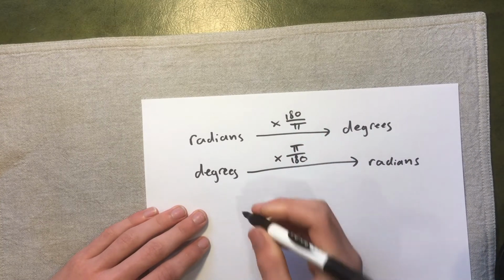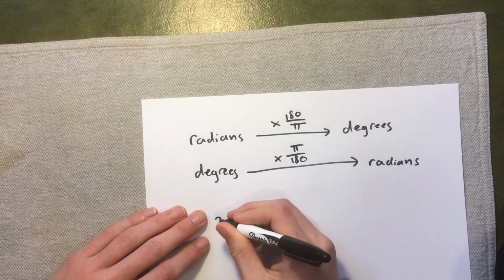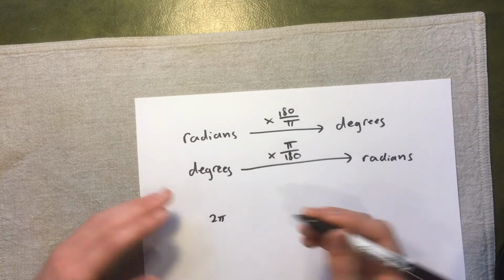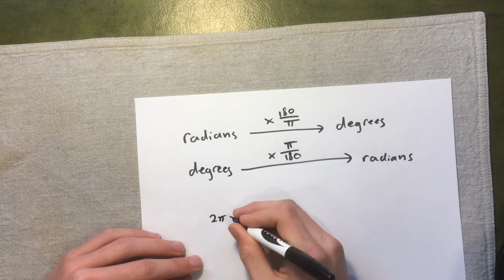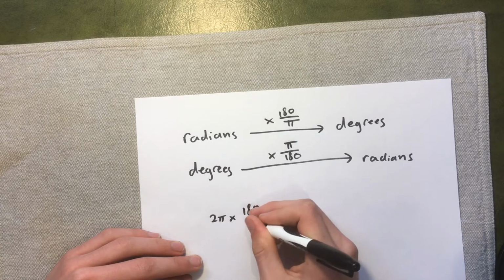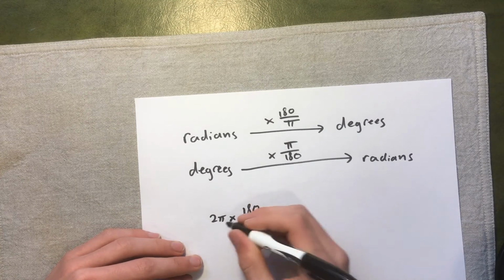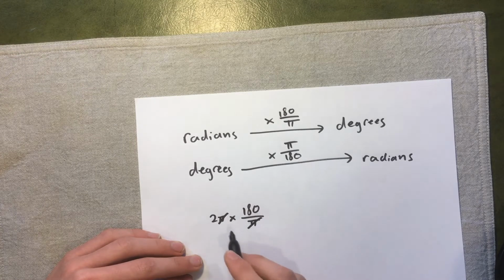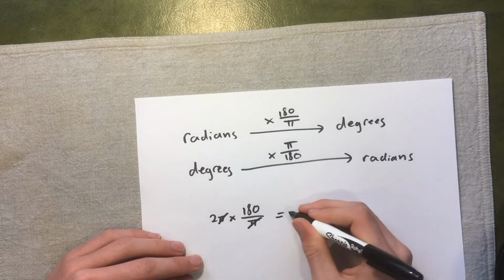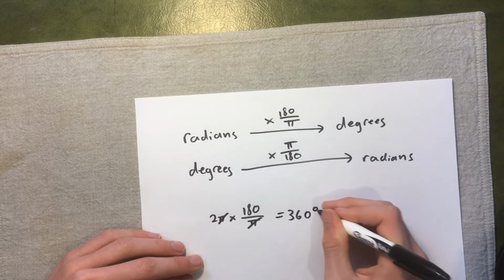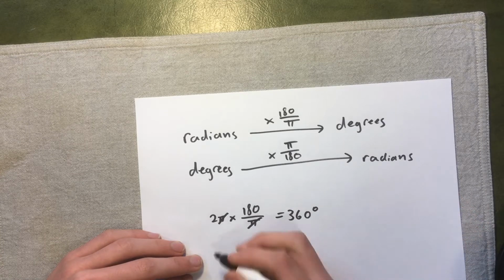Let's say we have 2 pi radians. We know that this should equal 360 degrees. So let's see what happens when we multiply. Okay, this is going to cancel and this is going to cancel. So we're just left with 2 times 180, 360 degrees. That works.